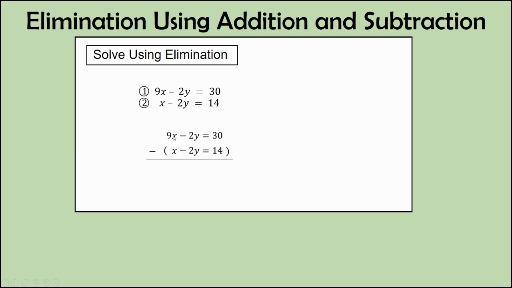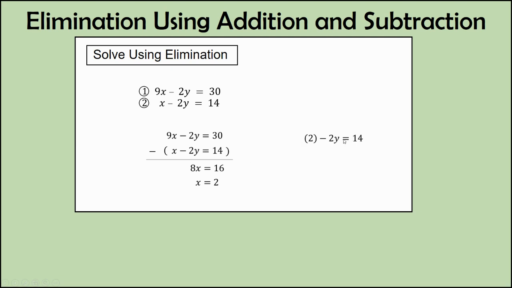All right, so 9x minus 1x is 8x. Negative 2y minus negative 2y becomes negative 2y plus positive 2y. That's 0. So you still have to subtract here to get your 0. And then 30 minus 14 is 16. Now I've got the x term. I'm going to divide each side by 8. X is 2. So now I know the value of x is 2.